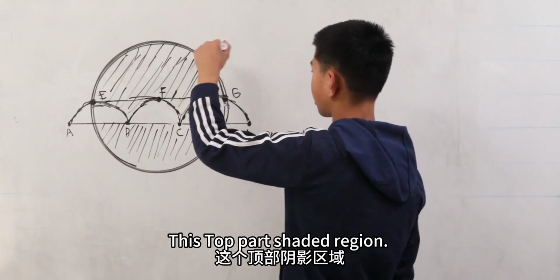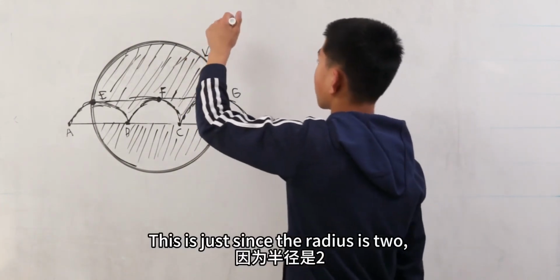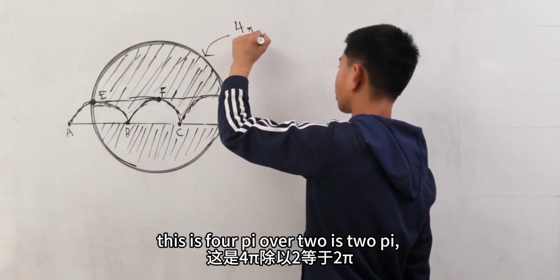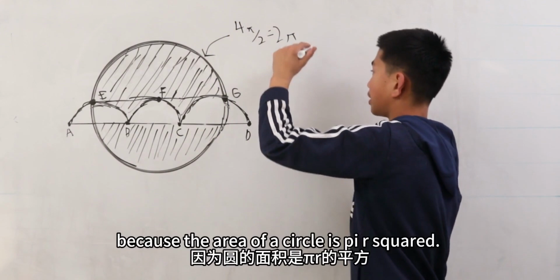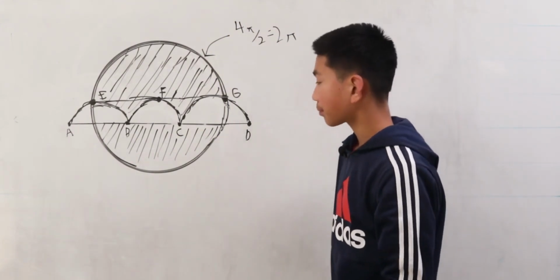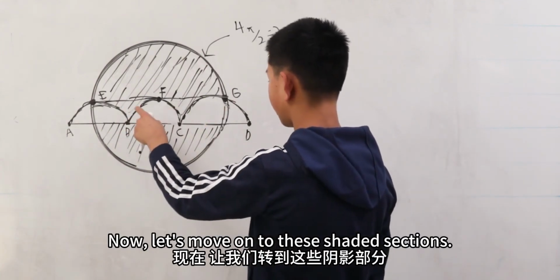So this top part, the shaded region, since the radius is 2, is 4 pi over 2, which is 2 pi, because the area of a circle is pi r squared. Now let's move on to these shaded sections.